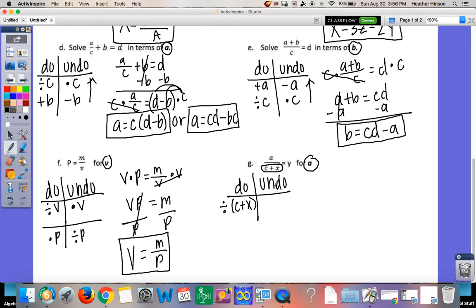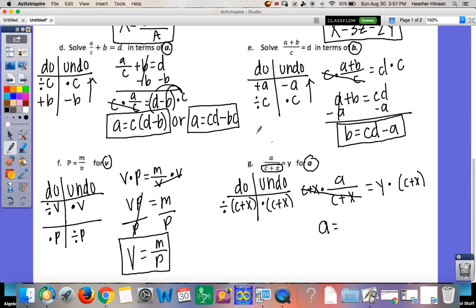So to undo it, we're going to multiply by that entire piece. We can't take it one piece at a time. We have to take the whole bottom out. Let me write it over here. So we're going to multiply by c plus x. Get rid of all of that. And multiply it over here. C plus x. So this cancels out, so we're left with a.